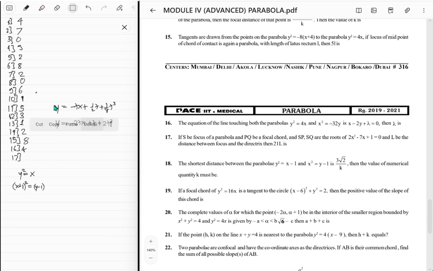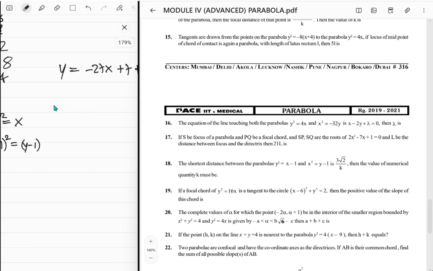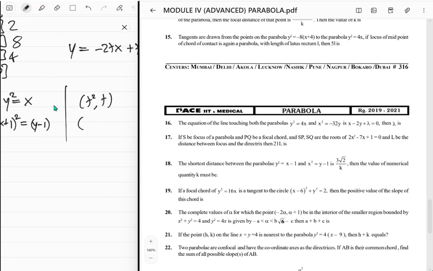So this is our normal. This guy has parameterization t squared comma t. It's pretty much the same stuff, except it's like 1 plus t squared is what y will be. And this will just be t minus 1, right?